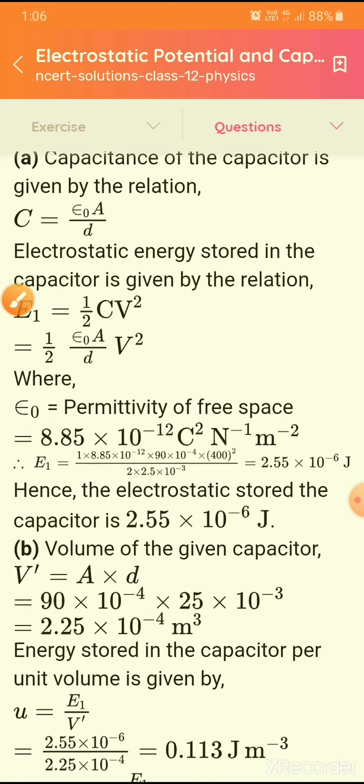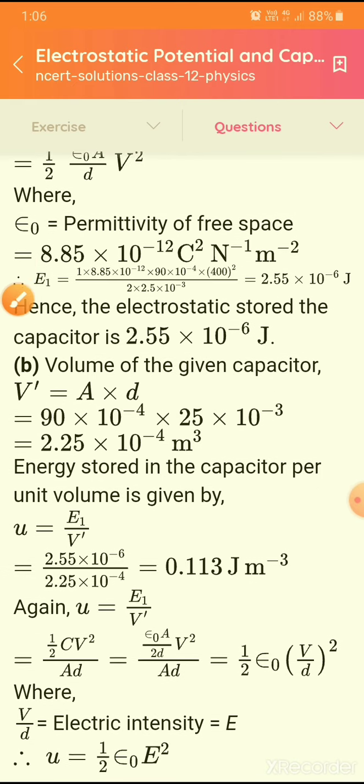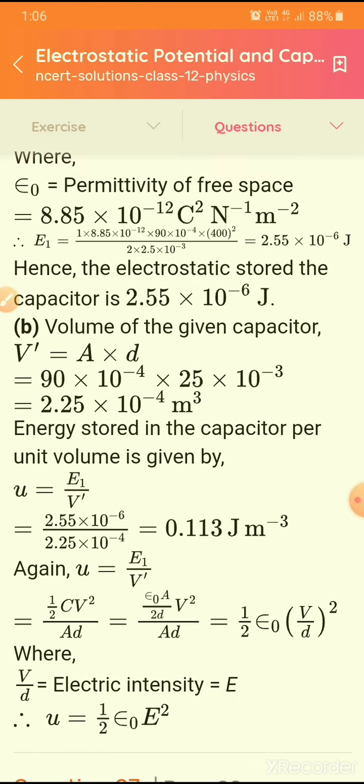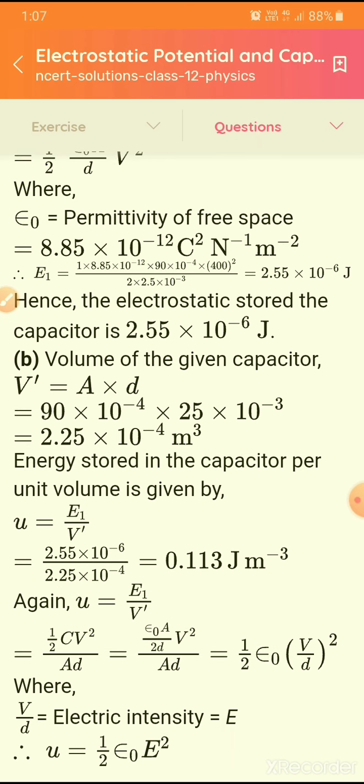The second question will be the volume of the given capacitor. So volume of the given capacitor V dash is equal to A into D. A value 90 into 10 to the power of minus 4 and D value 2.5 into 10 to the power of minus 3. Multiplying these two and simplifying, you will get 2.25 into 10 to the power of minus 4 meter cube.